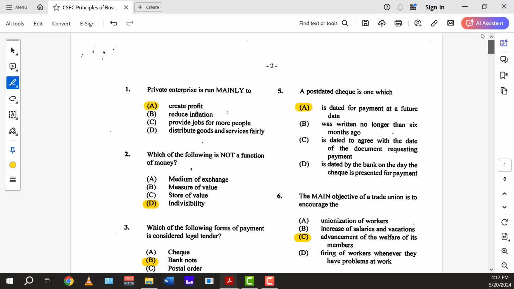That's the January 2024 Paper 1 for CSEC POB.